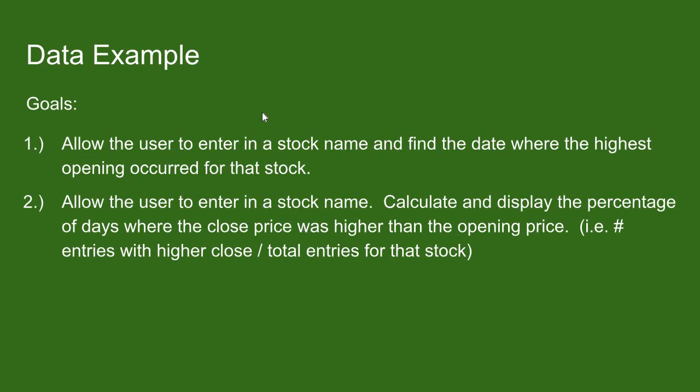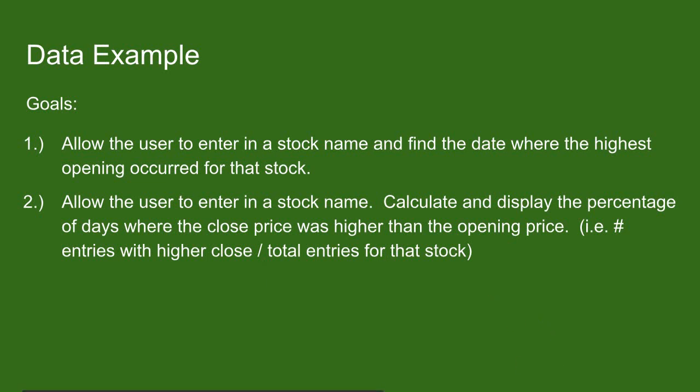So we are going to try to build an application that allows the user to do 2 searches against this data set. We want to let the user enter a stock name, and we will search the data set against that stock name, and determine what date the highest opening value occurred for that stock. So what was the date where the highest opening occurred? Next, we want to let the user enter a stock name and calculate and display the percentage of days where the close price was higher than the opening price. If we count the number of days where that stock had a higher close versus the total number of entries for that stock, we can calculate a percentage.